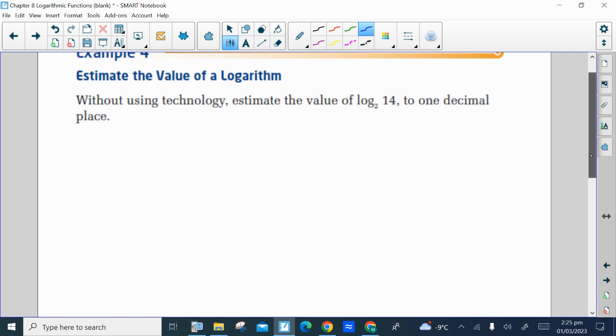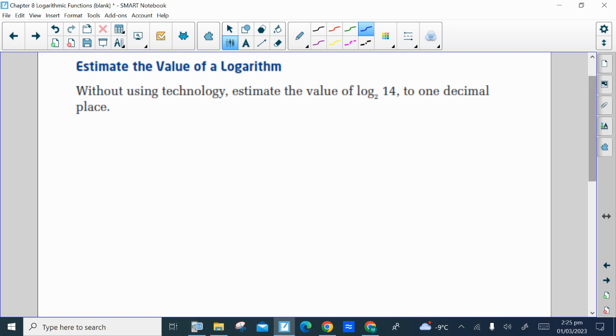So without using technology, estimate the value of log base 2 of 14. Without using technology, estimate. And then we'll see how we can maybe use some technology to figure out what that value is. So we can do it by, again, letting log base 2 of 14 equal x. We want to know what it equals, so let's let it equal the variable. If we write that in exponential form, Earl, what would that look like?